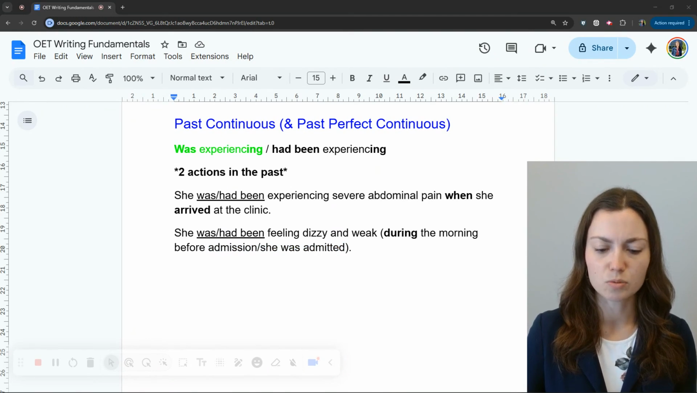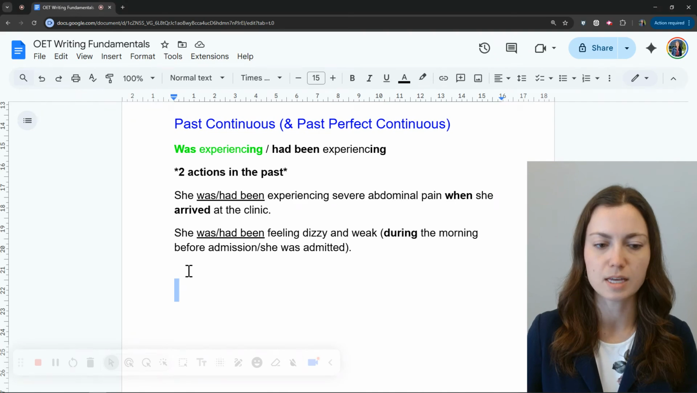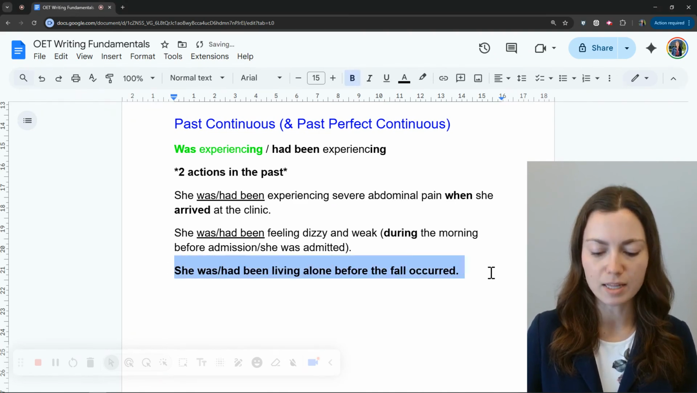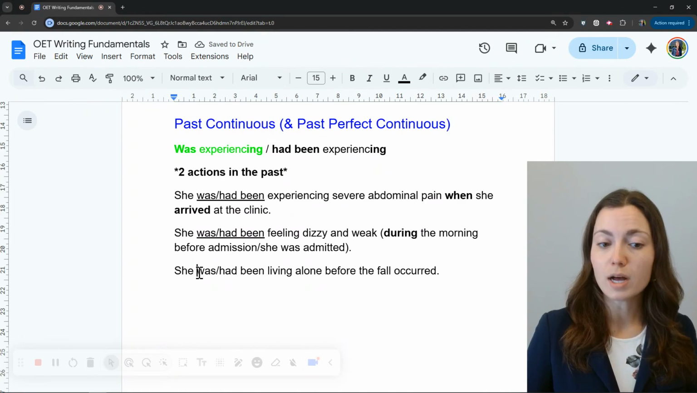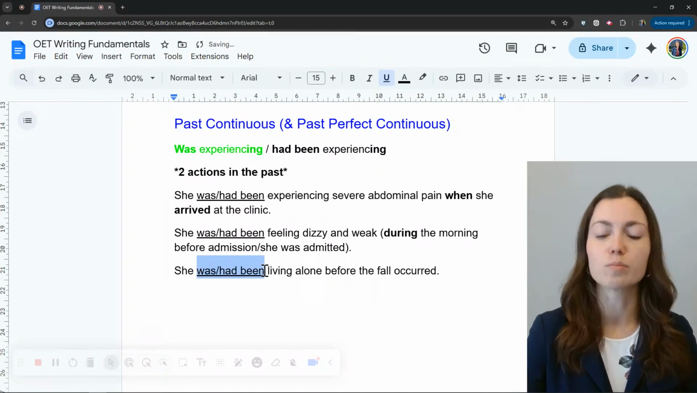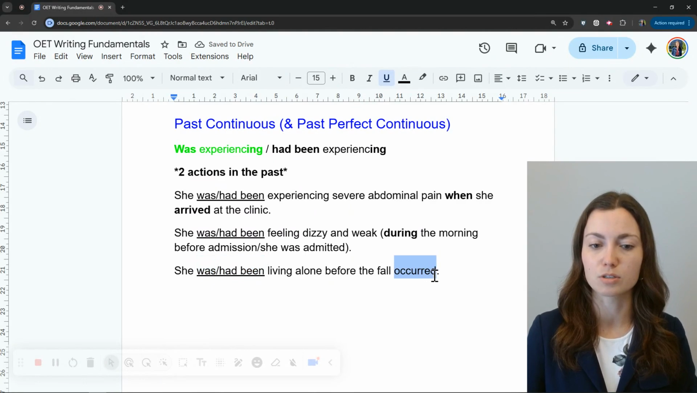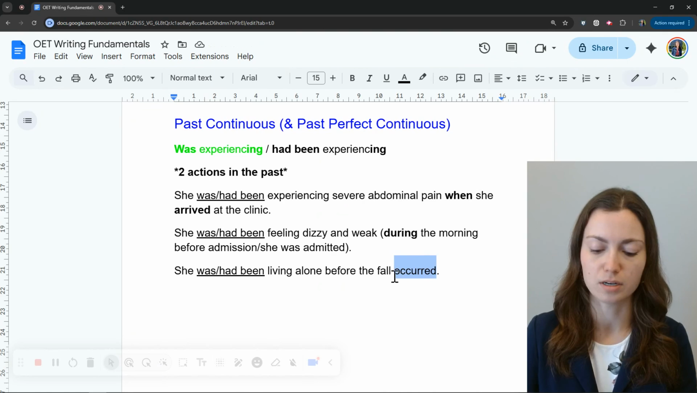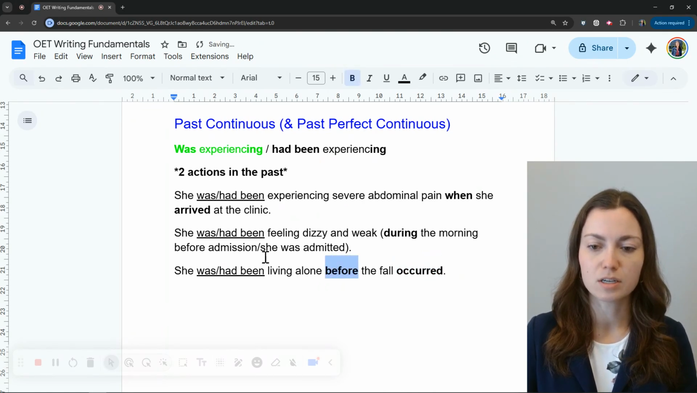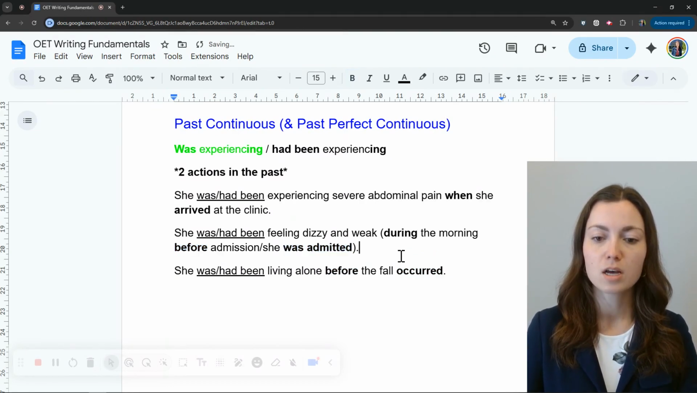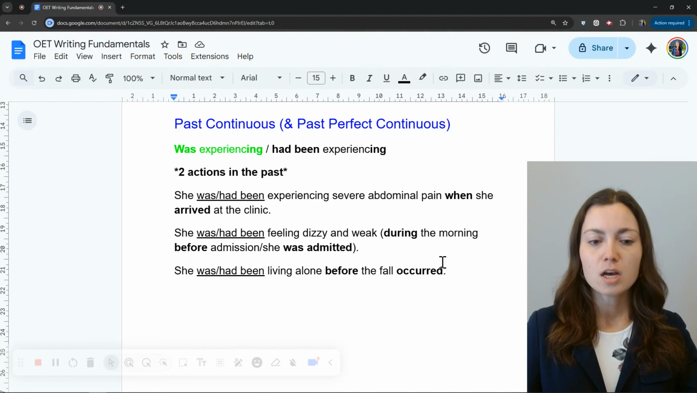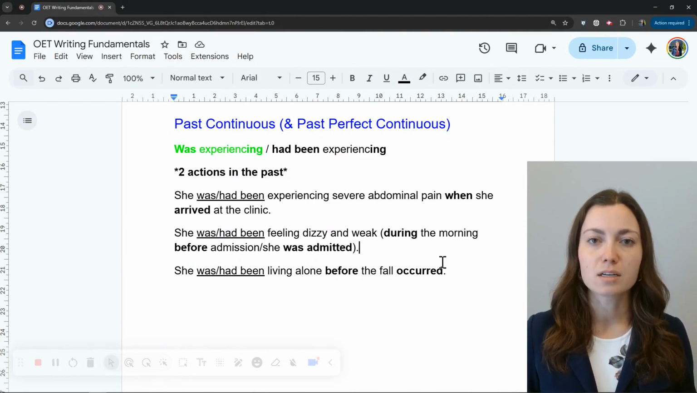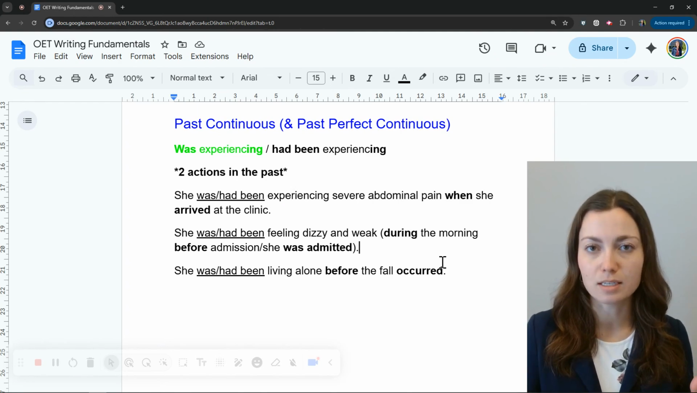So look at this one here. And this is a great example when we're talking about events that happened as a one-off event. So she was or had been living alone before the fall occurred. And there's your second verb. We have occurred there. And again, time phrases are so key here. Let's highlight some of these verbs and time phrases. So things like falls, accidents, injuries, right? She was driving at night when she had the accident.